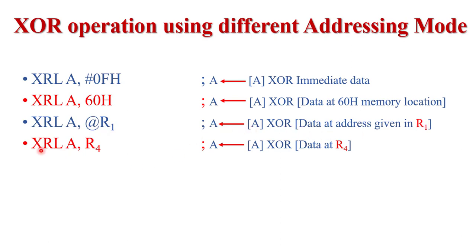Next instruction is XRL A, R4. This instruction is the example of register addressing mode. This instruction tells that perform XOR operation between accumulator register data and the data stored in the R4 register and result is stored in the accumulator register. So these are the examples of XOR operation using different addressing modes.